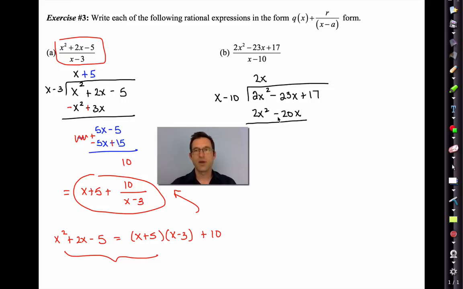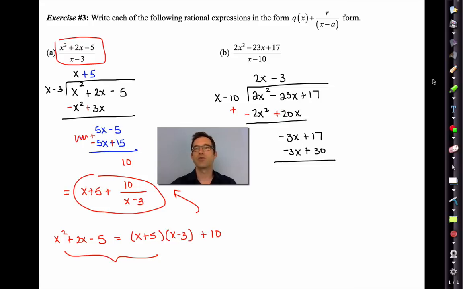Again, subtracting a negative. If it's a problem for you, make this negative, make this positive, and add. Those two eliminate. Going back to black, this will leave me with a negative 3x plus 17. I've got to match up that negative 3x because I'm going to be subtracting it from itself. So I'm going to get a negative 3, which is going to give me negative 3x plus 30.